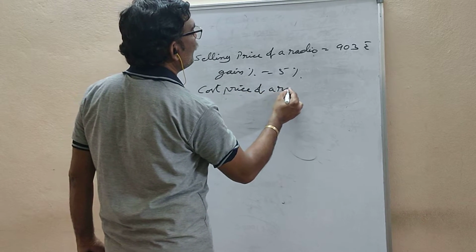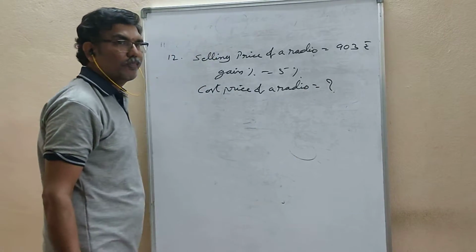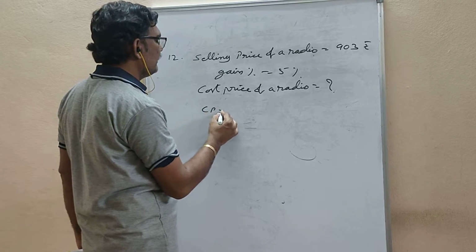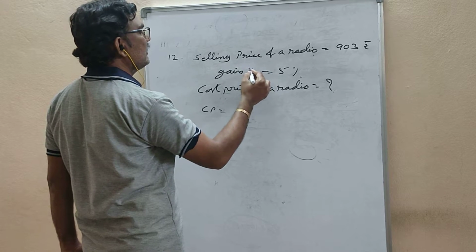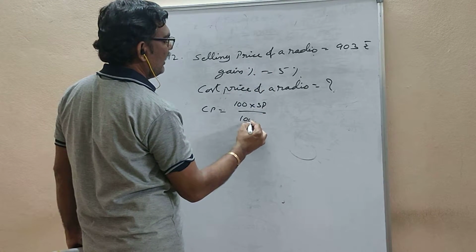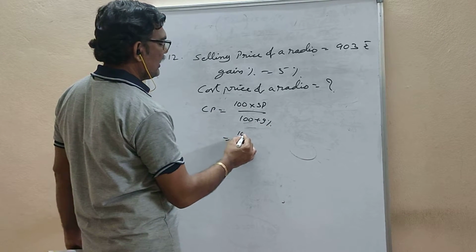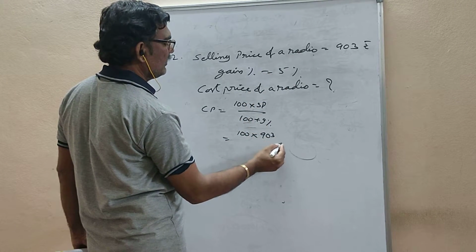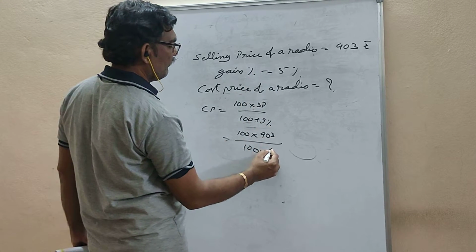of a radio. For this radio, you have to find the cost price. The formula is very important here. We know the selling price and gain percent. 100 into SP by 100 plus gain percent is the formula for CP. 100 I wrote as it is. Selling price 903 I wrote. 100 plus gain percent, here it is 5.